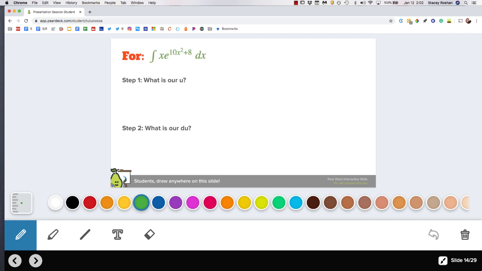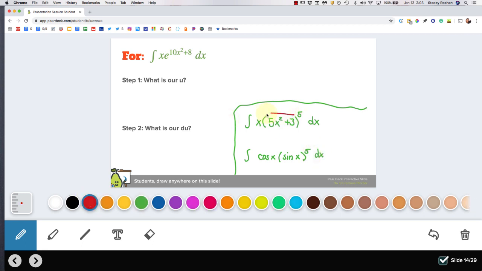Okay, now we have one with an e, and I've picked up on these are a little bit more challenging for a lot of people, so let's break this down. So in some of the problems we've been seeing, ones that were like the integral x times 5x squared plus 3 to the 5th power dx, even the last one we just saw, integral cosine x sine x to the 5th power, we were taking whatever was in this base, right? And that was our u.